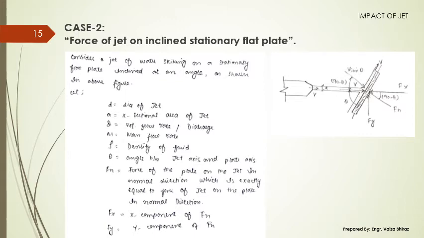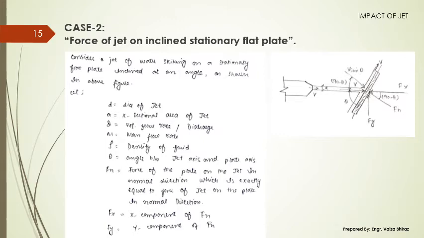Now case number 2, force of the jet on an inclined stationary flat plate. So you can see that you are considering a jet which is striking on this inclined plate, which is making an angle theta with respect to the jet axis. This is the fixed plate or stationary plate. Further, if you see this figure, this is the Fn, this is the force normal to the plate, and this is the force which you have to compute. Fx and Fy are the components of this Fn.